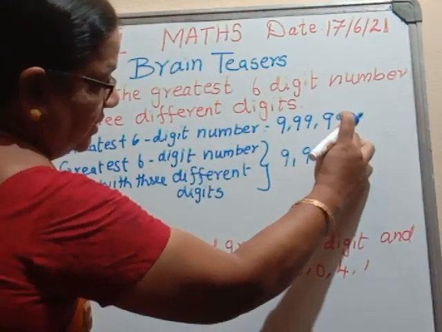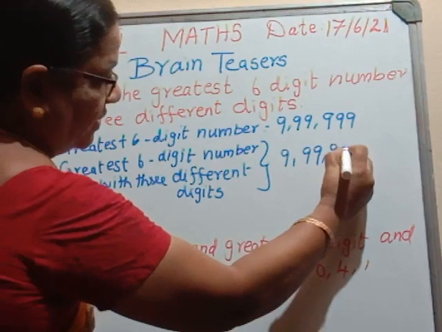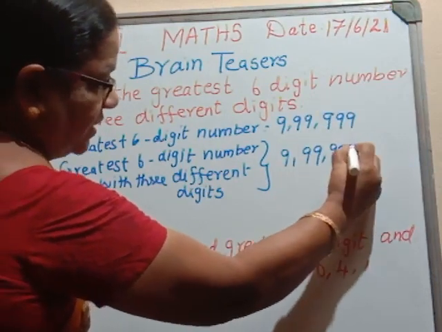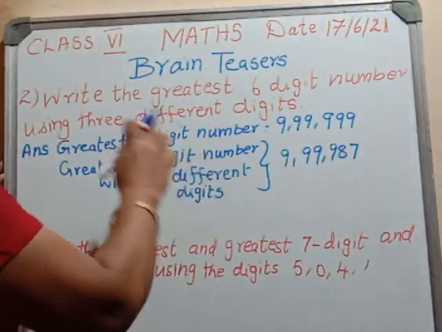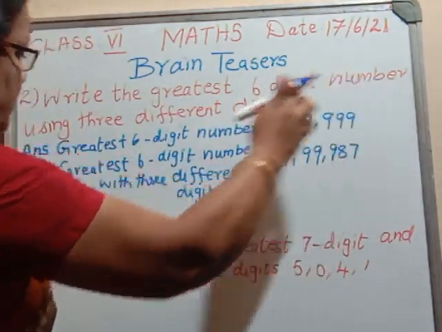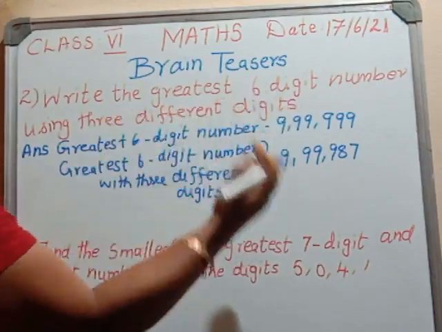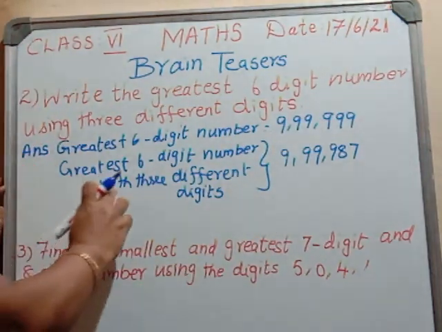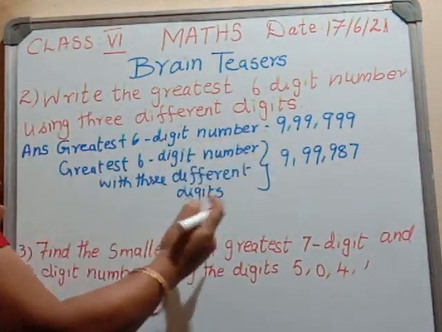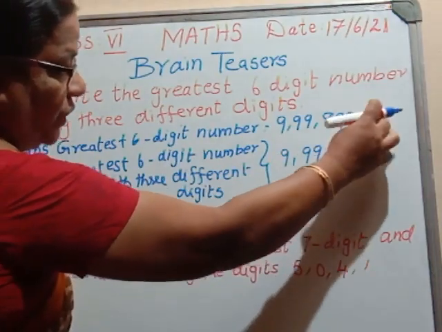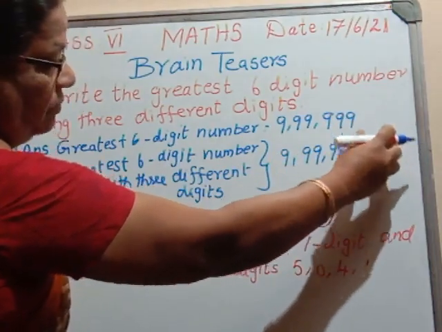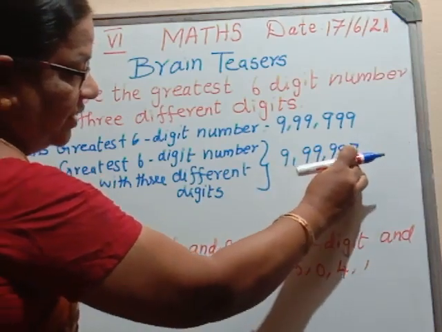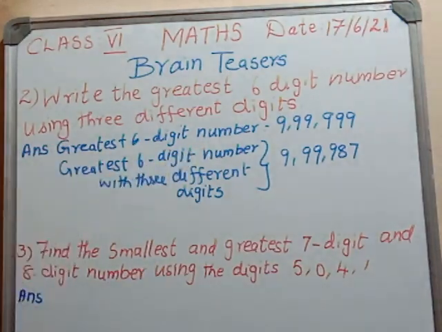So, what is the one less than 9, 8. Next, we have to find out the smaller one. 8 minus 1, 7. So, they are asking write the greatest 6-digit number using 3 different digits. Here, this is the original, real 6-digit greatest number. But what they ask is 6-digit with 3 different digits. So, we have to reduce from ones 2 numbers, from tens 1 number, we will get 9,99,987. That is the answer for this question.